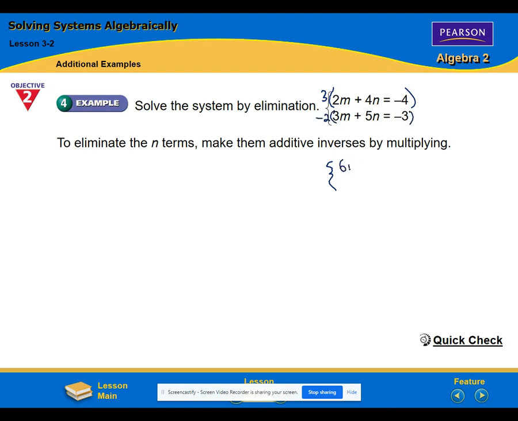I'll have 6m plus 12n equals negative 12, multiplying every term by 3, and then negative 6m minus 10n equals positive 6. Now, as an alternative, you could have also multiplied the top one by 5 and the bottom one by negative 4. Then you'd be eliminating the n's instead of the m's. You could have also put the negative here instead of the other. I mean, there are some options here. You also could multiply through by positive numbers and subtract down, but I will never model that for you because I see too many students make mistakes subtracting.